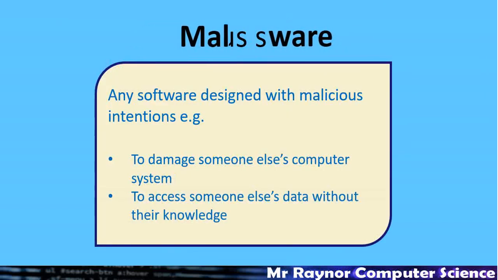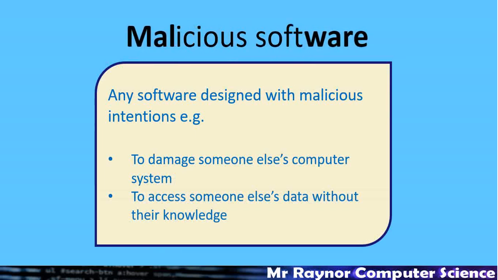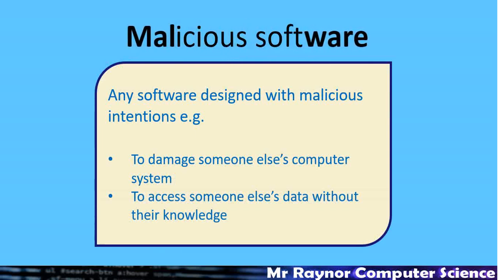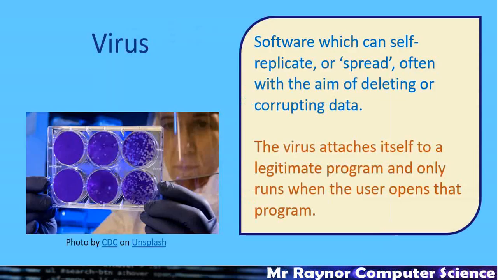So first of all, malware. As you can see from the little cheesy animation, malicious software is going to be merged together into the word malware. So this is basically any software that's designed with negative intentions. So it might be to damage a computer, it might be to access your data, to corrupt your data, anything negative basically. So we'll look at all the different categories of that.